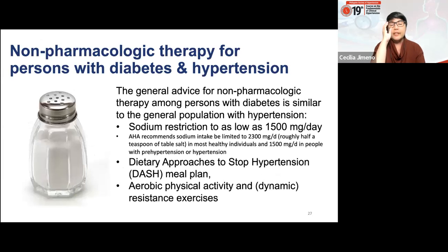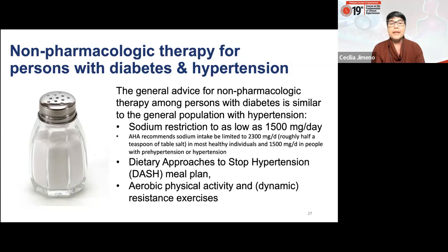The non-pharmacologic therapy for persons with diabetes and metabolic syndrome, as well as hypertension, is the same advice as in the general population with hypertension. So sodium restriction to as low as 1,000 milligrams per day. The American Heart Association recommends sodium intake to be limited to 2,300 milligrams per day, which is roughly half a teaspoon of table salt in most healthy individuals, and 1,500 milligrams per day in people with prehypertension or hypertension. So imagine less than a teaspoon of table salt.